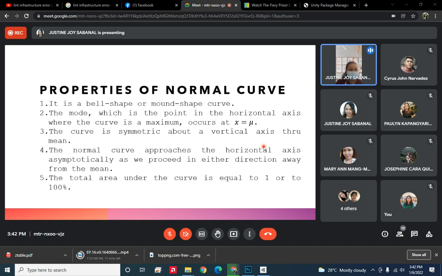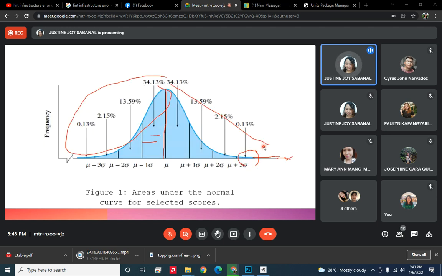So, yun nga po, yung fifth property natin is that the total area under the curve is equal to 1 or to 100. So, clear po tayo kung ano yung mga properties ng normal curve. Malinaw po ba? I think naman, pero clear naman po.